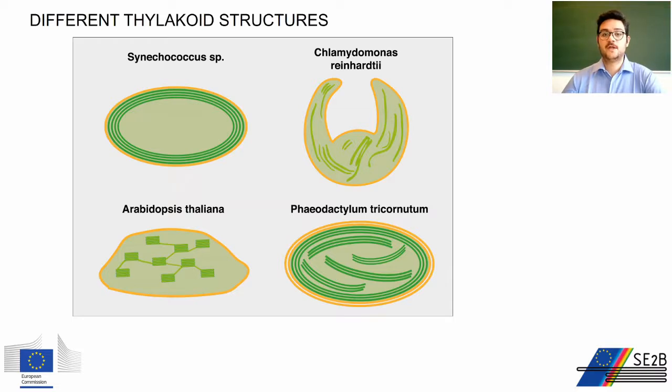It is important to underline that function and structure are connected in the chloroplast. So different shapes and structures correspond to different regulation mechanisms of the photosynthetic apparatus. So we can conclude that function and structure are strongly interconnected in photosynthesis.